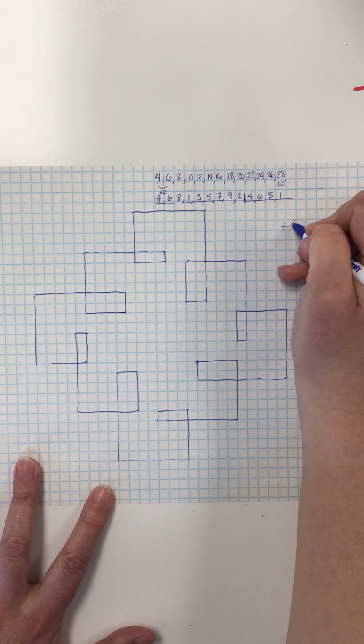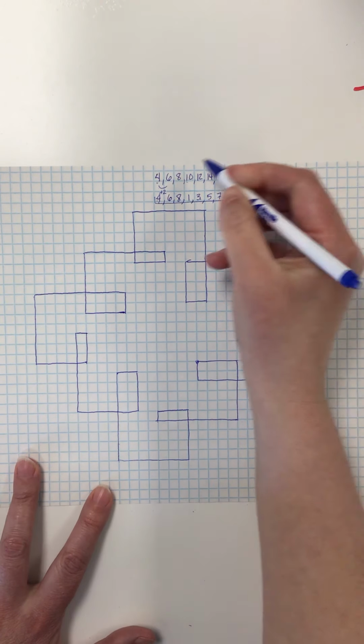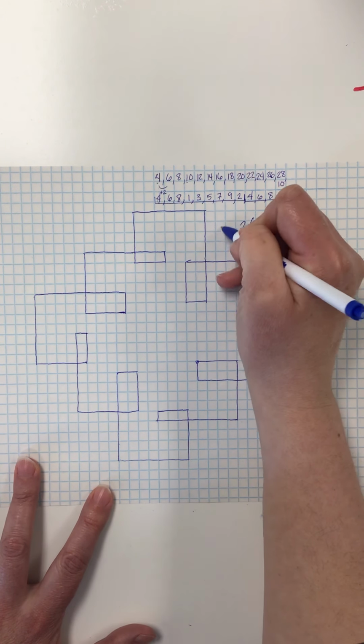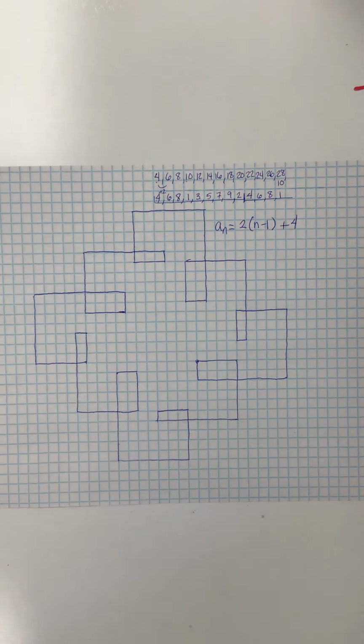So a sub 1 is 4, right? I've got n minus 1, and my common difference was 2. So there it is, my spirolateral.